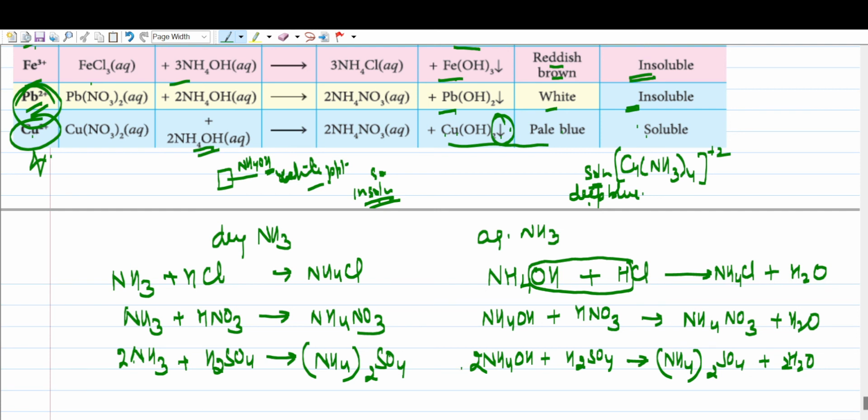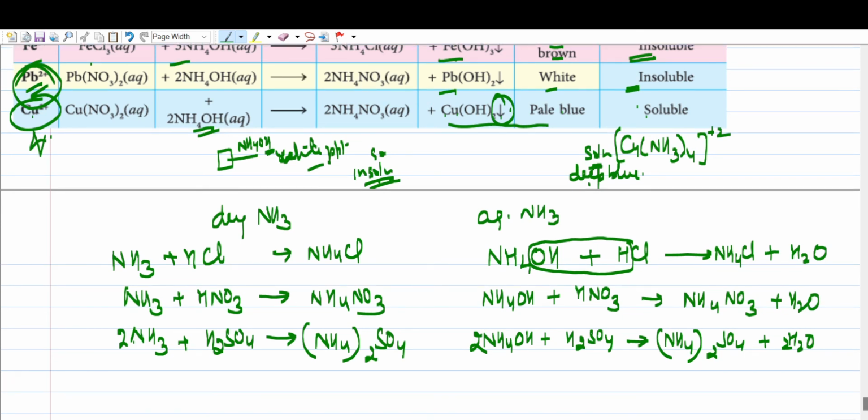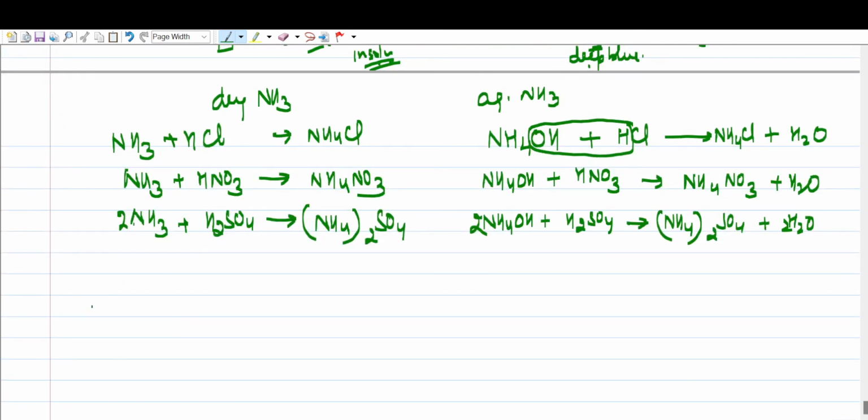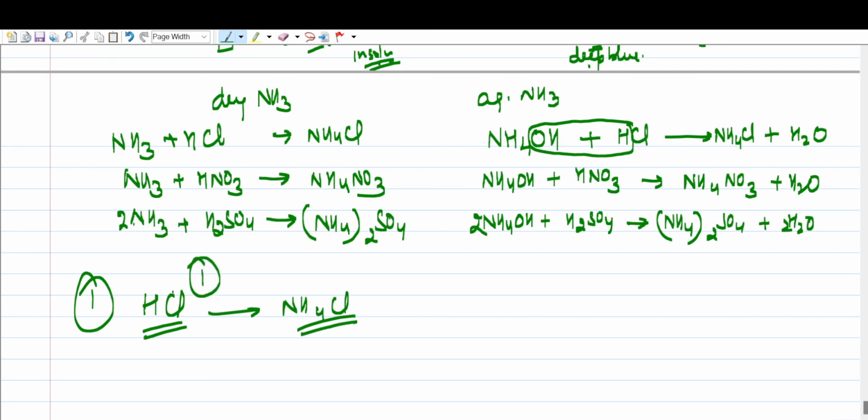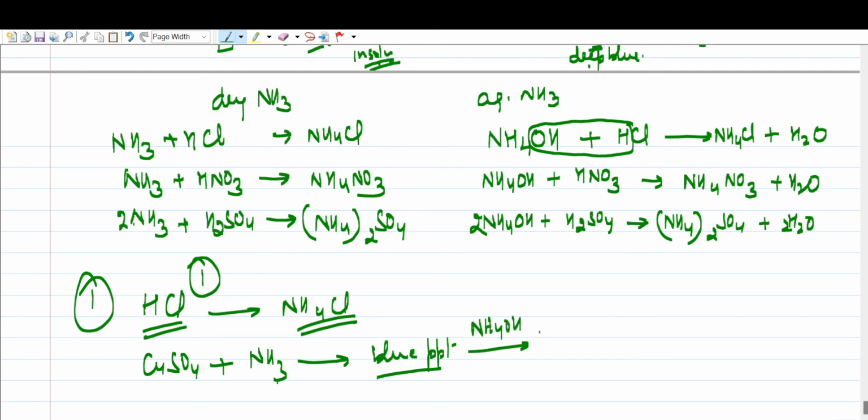So these reactions are very important, अच्छे से कर लीजिएगा. Now we talk about the chemical test. How will you know the gas is ammonia gas? First chemical test: when you bring a rod dipped in HCl, you get dense white fumes of ammonium chloride. Then the second test: if you take copper sulfate solution and add ammonia gas or ammonium hydroxide, you are going to get a blue color precipitate, right? And when you add excess of ammonium hydroxide, this changes into a deep blue inky solution.